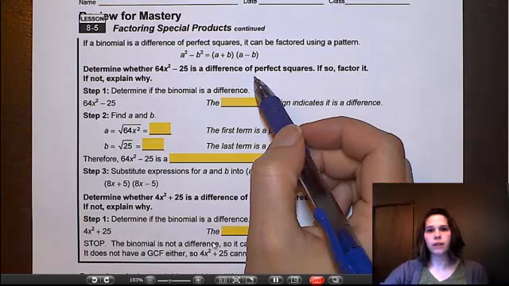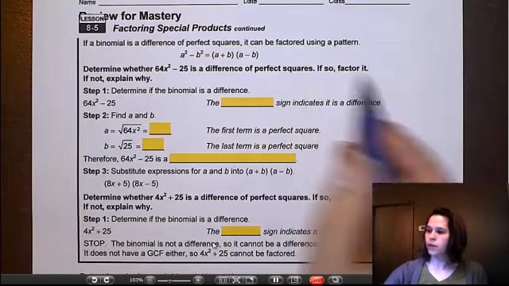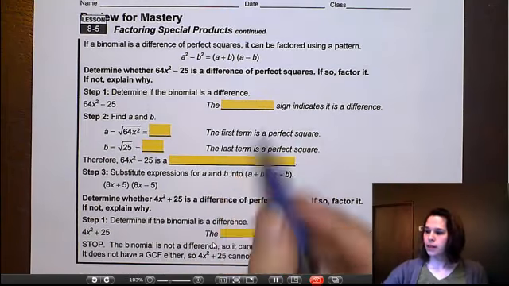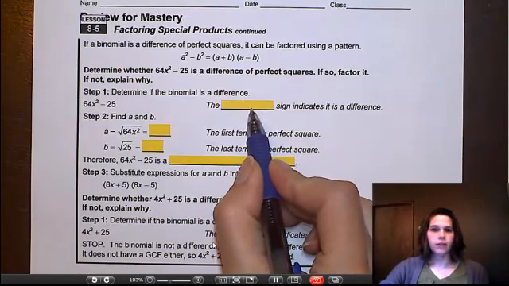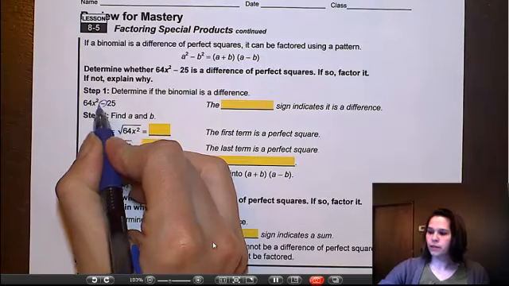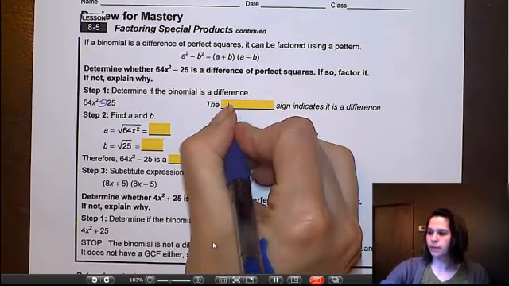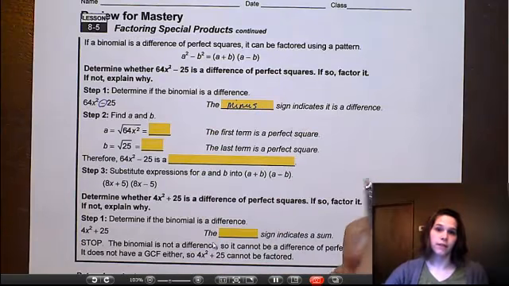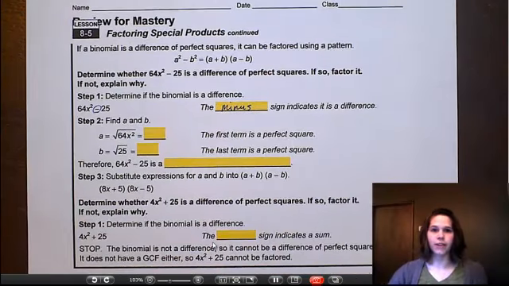64x squared minus 25. Determine whether it's a difference of perfect squares, and if so, we're going to factor it. The first thing we actually look at is the sign that's given to us. So right here, the minus sign indicates it is a difference. We have to start there.